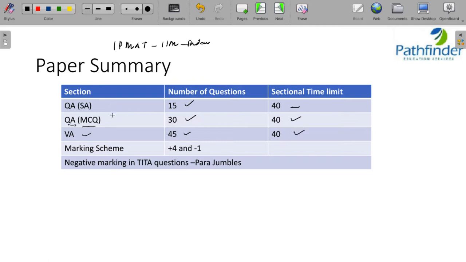And there was a third section which had 45 questions, and there was a sectional time limit of 40 minutes. Now, mind you, the raw score while being converted into the aptitude test score, the weightage for quantitative aptitude, short answer and MCQ was 25-25, and the weightage for verbal ability was 50. The marking scheme remained minus 4, plus 4 and minus 1 for the MCQ questions, and there was negative marking in parajumbles, which were again in the form of theta, but there was negative marking in parajumble questions.